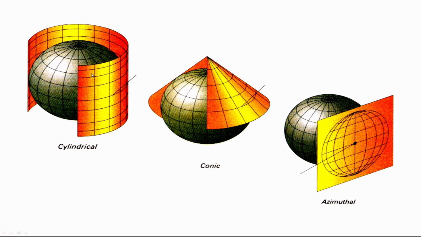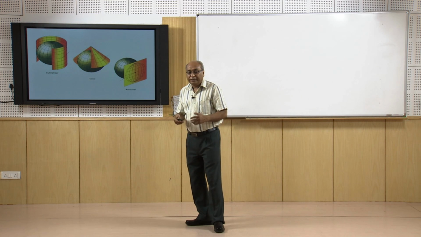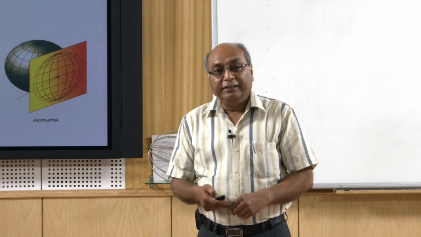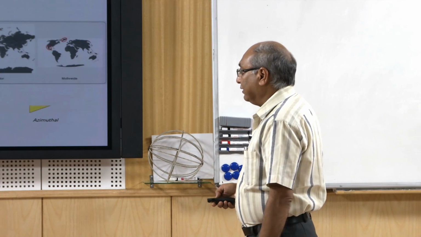If I make that sheet a cone and then expose it, then the longitude would be radiating from the poles, and I will have circles for the latitude. Again, in azimuth projections, I am not going to roll the sheet or make a cone or cylinder. Instead, if I keep it flat, this is how it will be projected. So these are the three basic types of map projection. Then there are variants, which we will see a little later.